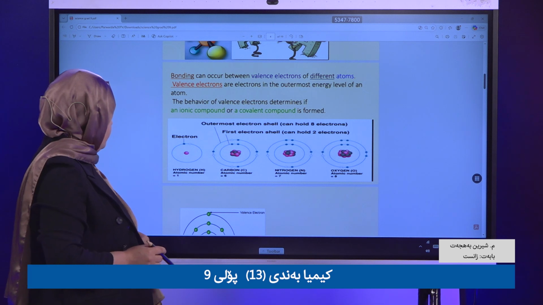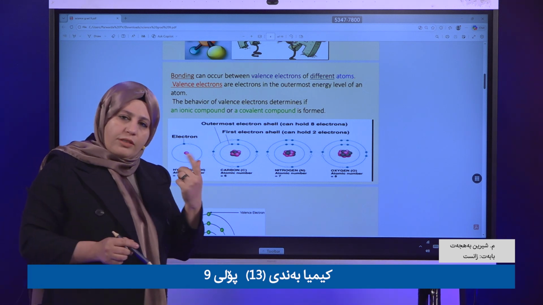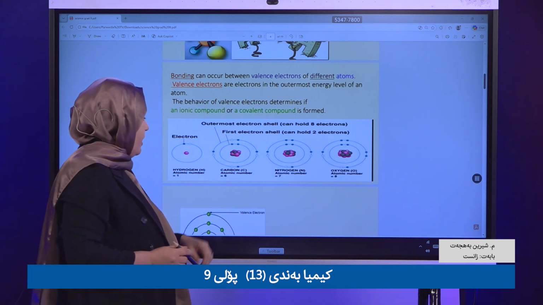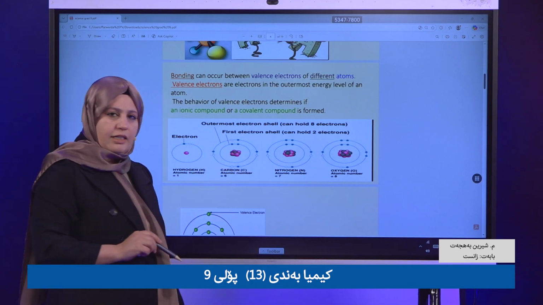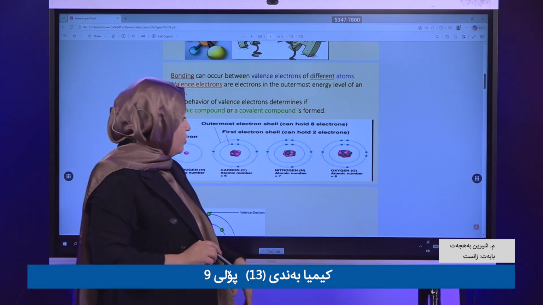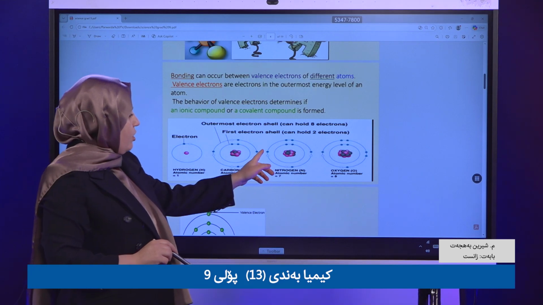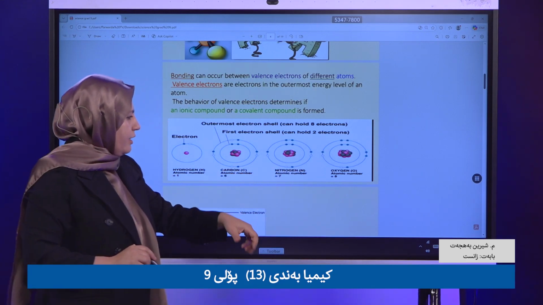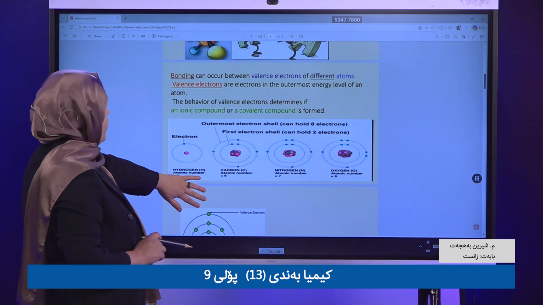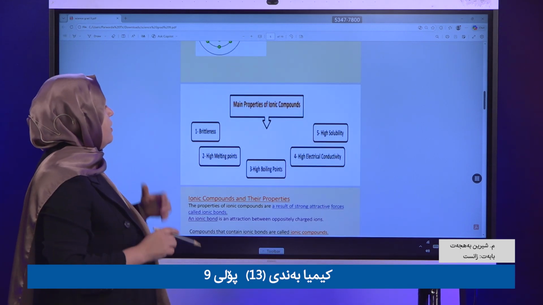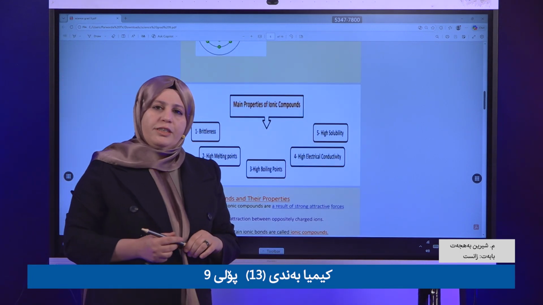For example, we have hydrogen. It has only one valence electron. And we have carbon. How many valence electrons does it have? 1, 2, 3, 4. It has 4 valence electrons. And nitrogen has how many valence electrons? 1, 2, 3, 4, 5. And oxygen has 6 valence electrons. Clear? Let's go.